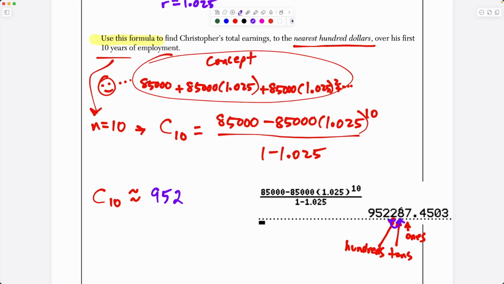So we have 952, and then we're rounding the 287 up to 300. Okay, so C sub 10 is roughly 952,300. But if I wanted to write it out formally, with the dollar sign, we're going to have $952,300. So this would be the approximate earnings, to the nearest $100, for Christopher in his first 10 years of employment.